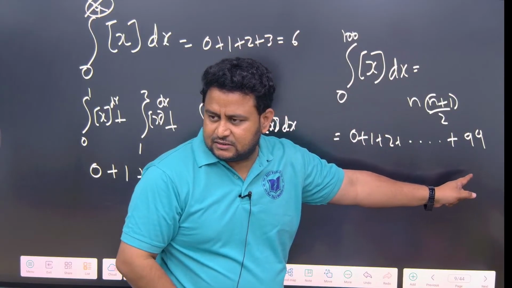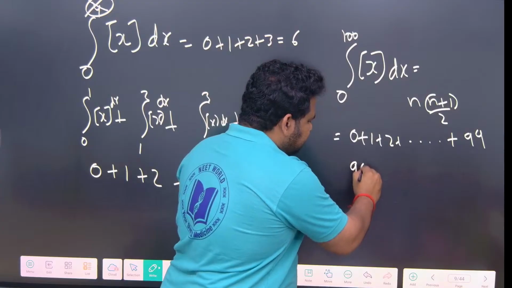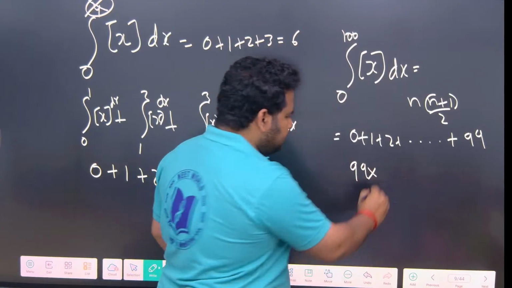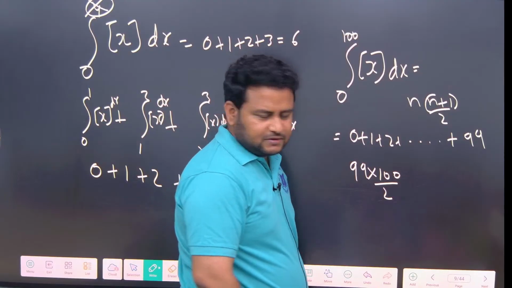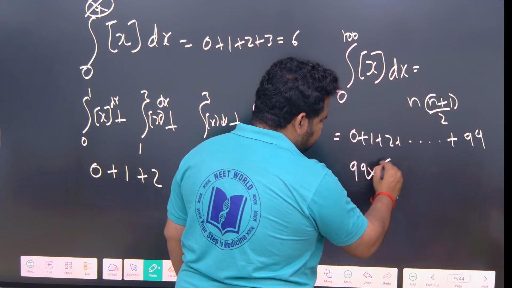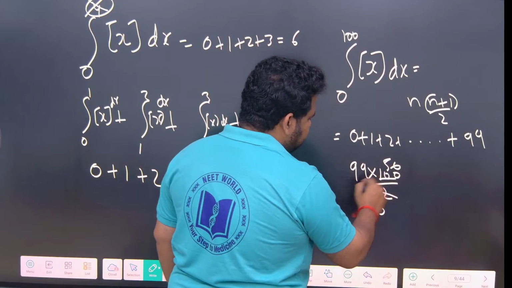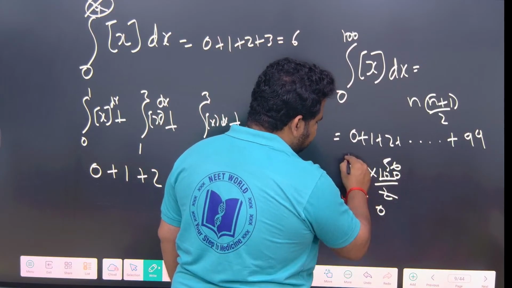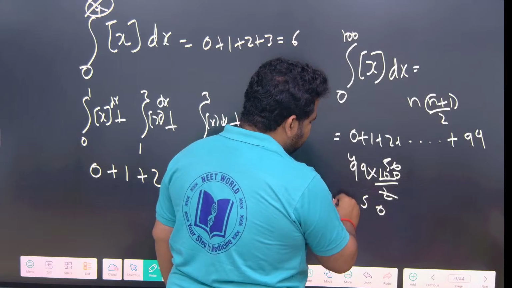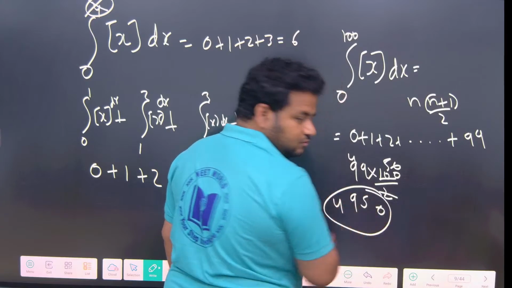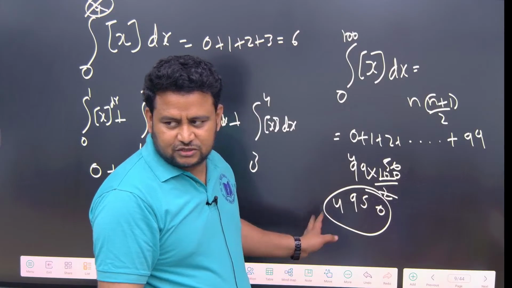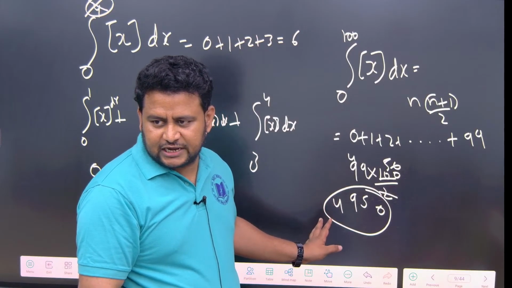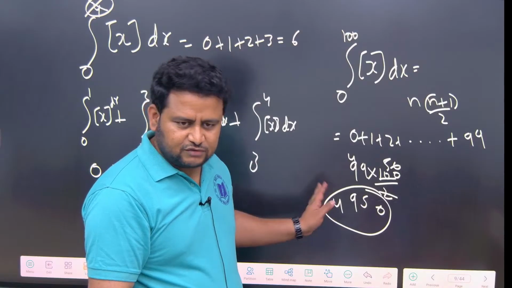The last term here is 99. So 99 into 100 by 2. So 100 by 2 becomes 50. 5 nines are 45, so the answer is 4950. What is the answer? 4950. Understood clearly? Got it? So this is how you have to solve.